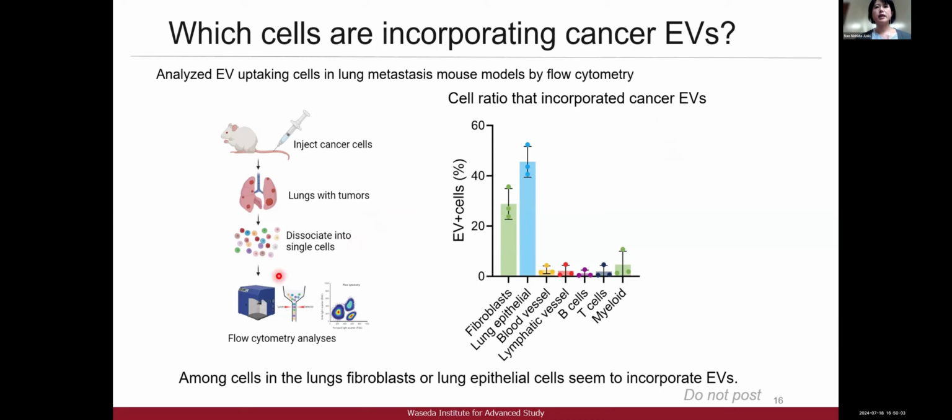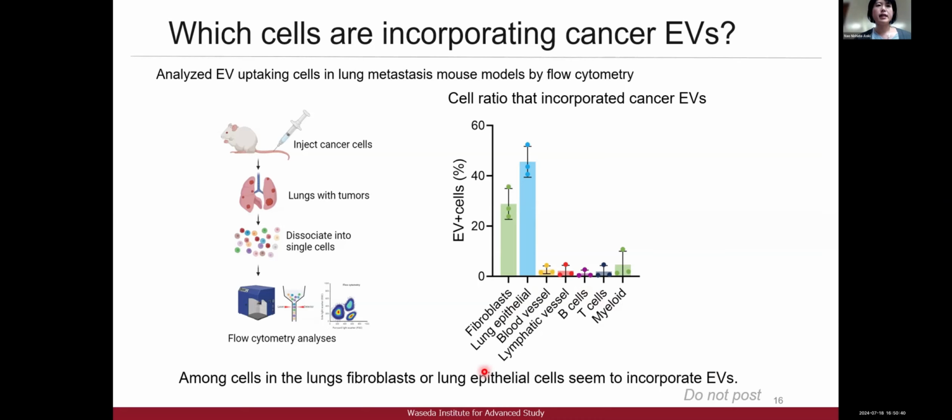I first prepared lung metastatic mouse breast cancer models by injecting the cancer cells into the mice, and they developed lung metastasis. Then I collected the lungs, dissociated them into single cells, and analyzed all the cells. Here the cancer cells have the EV labels, so I can identify which cells are really incorporating these cancer-derived EVs. And this is a very preliminary result, which I was able to obtain recently.